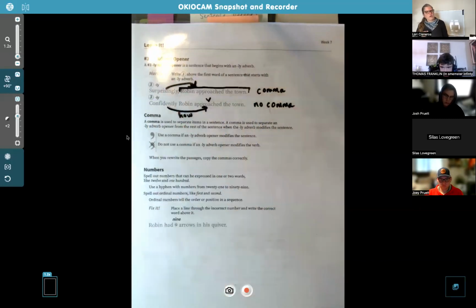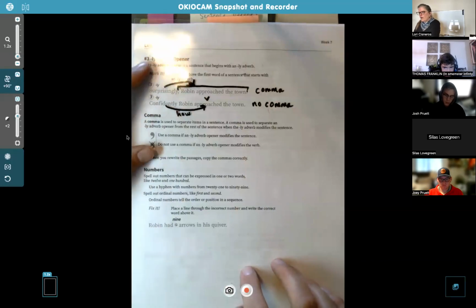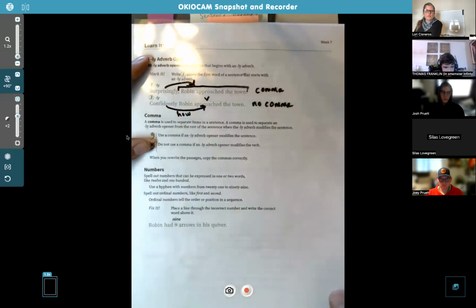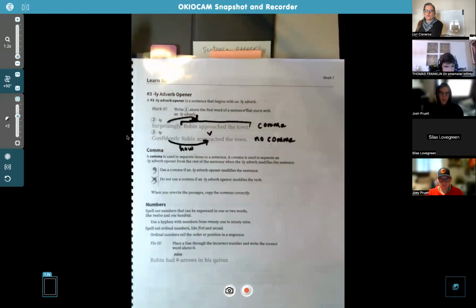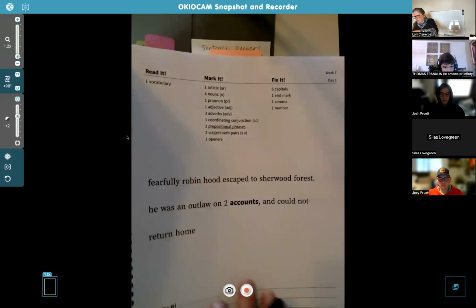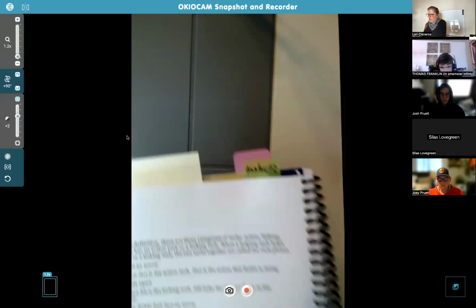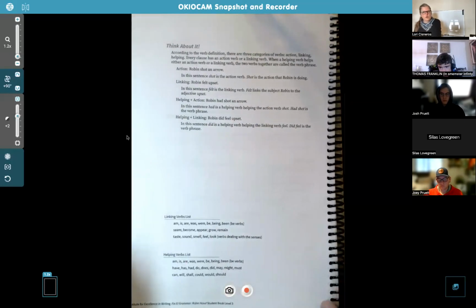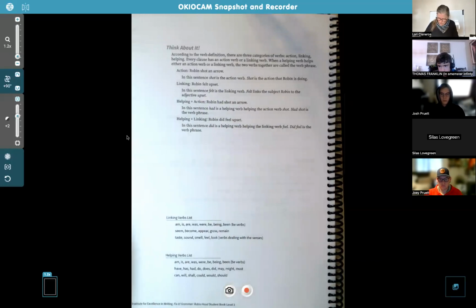All right, any questions about the ly adverb opener or numbers or commas or anything on this page? If you don't have a question, just shake your head so I can see that. Okay. All right. Let's move on to the back of that page. This is page 38. A little bit more to talk about here. Page 38.